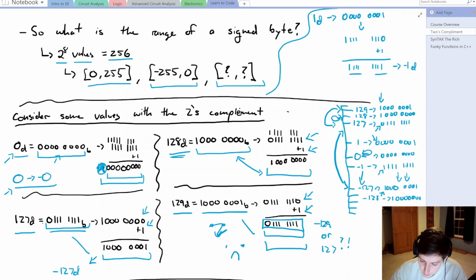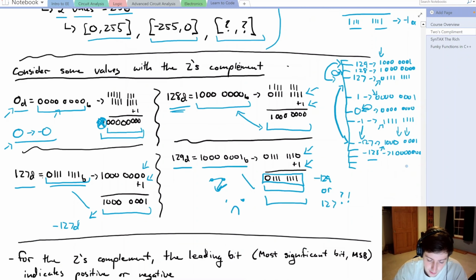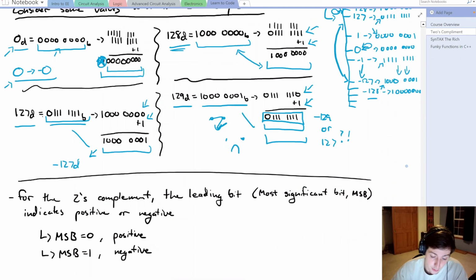And this may seem a little bit weird because you might think that minus 128 should have a lot more 1s, but it doesn't. And what actually turns out is for the 2's complement, the leading bit, or what we call the most significant bit, often abbreviated as MSB, is going to indicate whether we have a positive or a negative number if it's signed. So if it's a 0, we have a positive number. If it's a 1, we have a negative number.